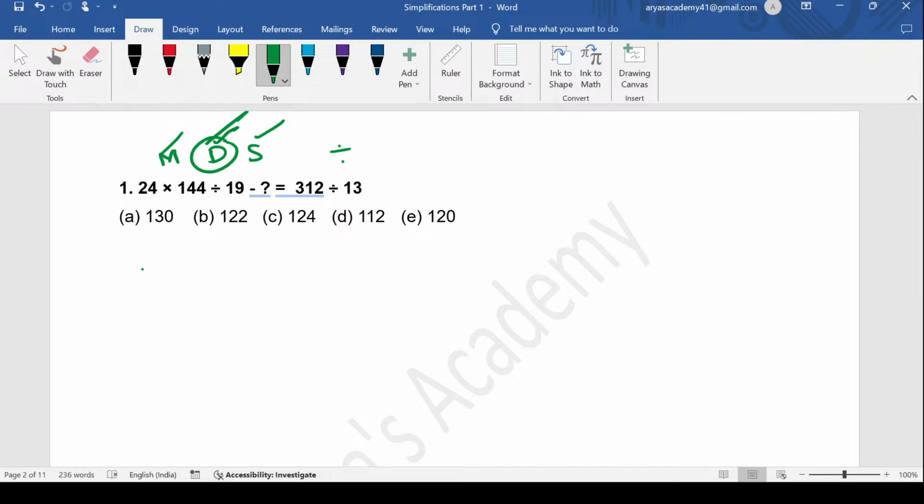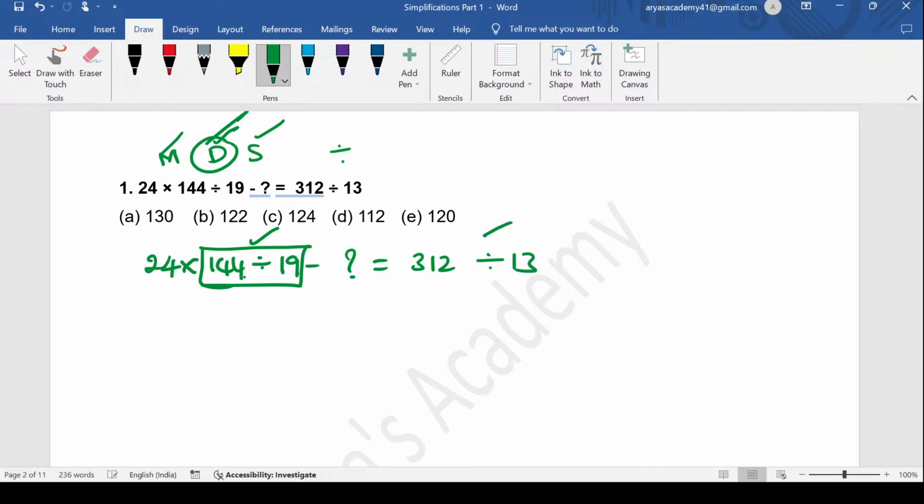So for one or two problems, I will show you sequentially how to solve the question. I'll write again: 24 into 144 divided by 19 minus question mark is equal to 312 divided by 13. So division has to be given priority. Hence, first you need to solve this part and this part. Now it becomes 144 by 19, and this becomes 312 by 13.